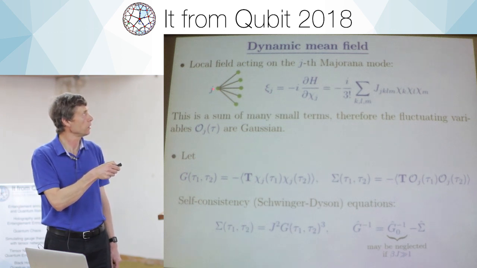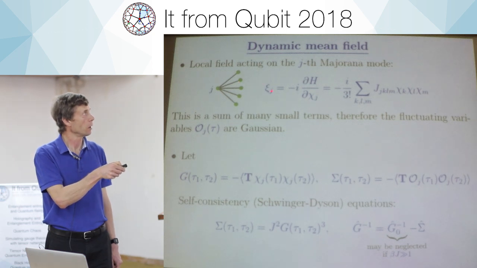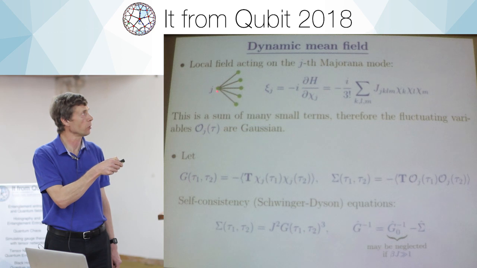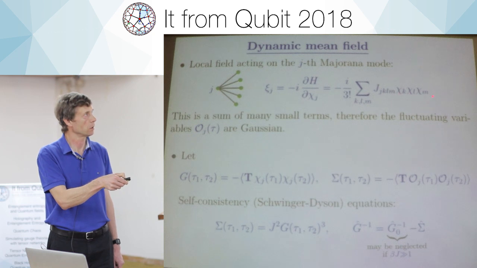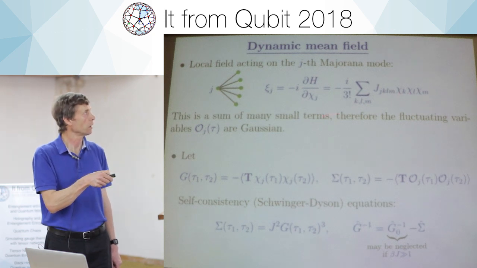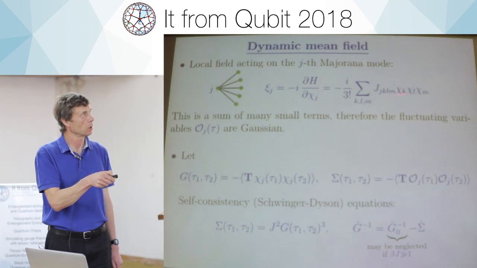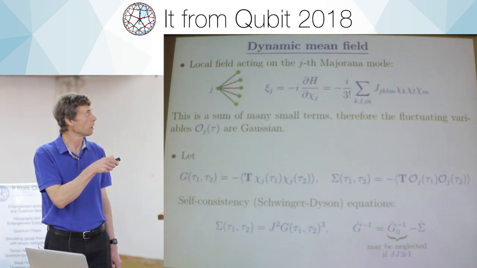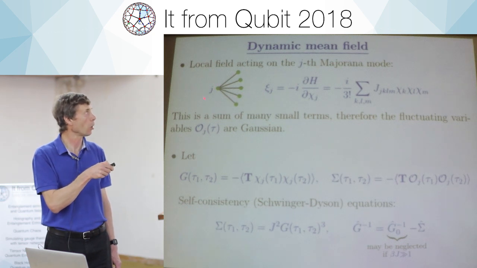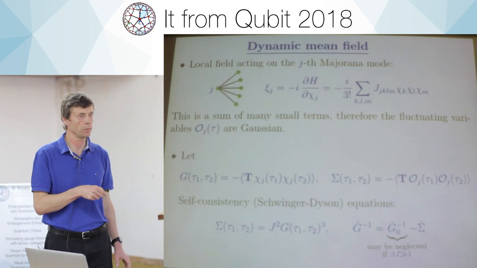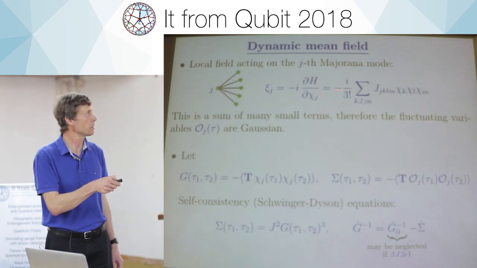Now, I'll go through some things in more detail on the board, but here they are. We can consider the evolution of a single Majorana mode interacting with other modes, and we may introduce an effective bath, an effective field acting on this mode. It's a fermionic field defined as the derivative of the Hamiltonian. It's expressed in terms of the other Majoranas. And since there are many neighbors interacting with J, we have a Gaussian fermionic field. One may think of each Majorana fermion living in a heat bath of other fermions with this effective field.